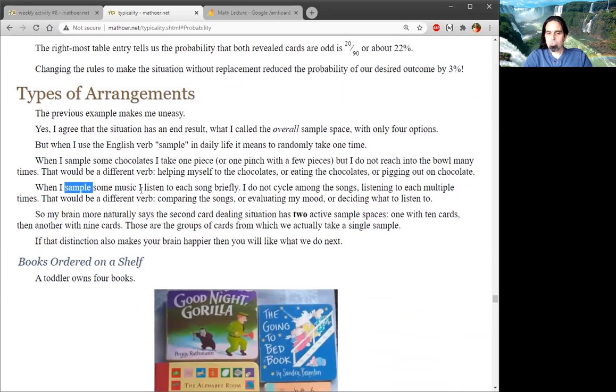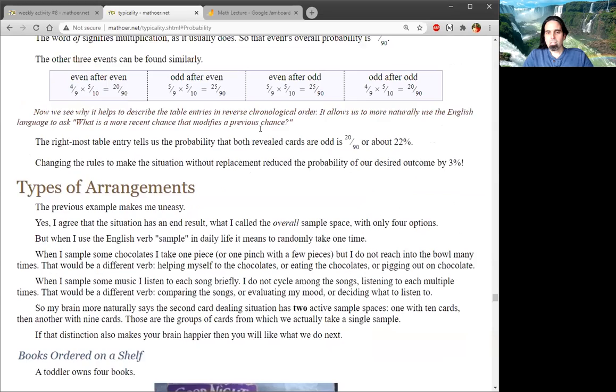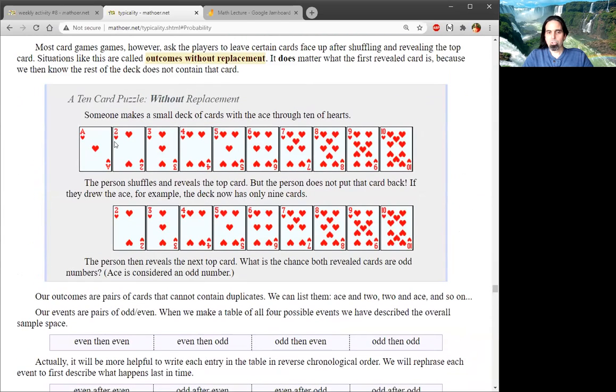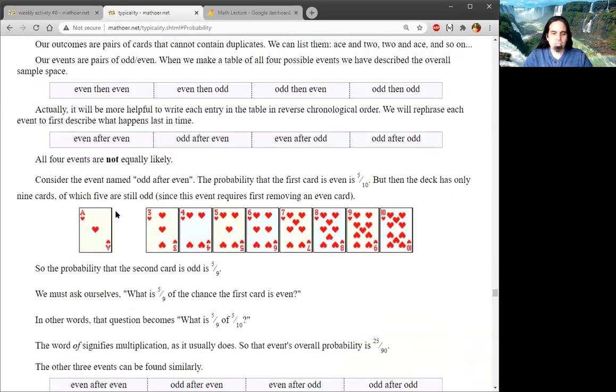If I sample some music, then I would listen to each song briefly. I wouldn't normally cycle among the songs the way I use the word sample. If I listened to the songs more than once each, I would say I'm comparing them, or I'm evaluating my mood, or I'm deciding what to listen to. To me, the word sample, as it's normally used in English, means that I pick one thing. So talking about a sample space when I turned over 2 cards seems kind of odd, because we did 2 things. So just a little heads up about that.